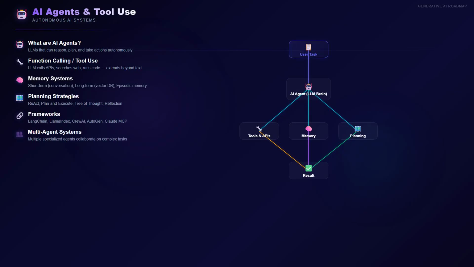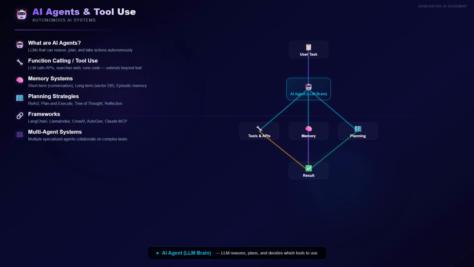AI agents are the next frontier of Gen AI. Instead of just generating text, agents can reason, plan, and take actions in the real world. An AI agent combines an LLM as the brain with tools, memory, and planning capabilities. When you ask it to book a flight, it can search flights, compare prices, fill forms, and make the booking autonomously.